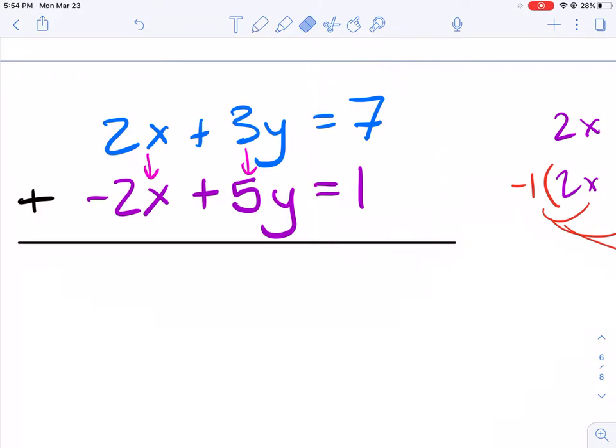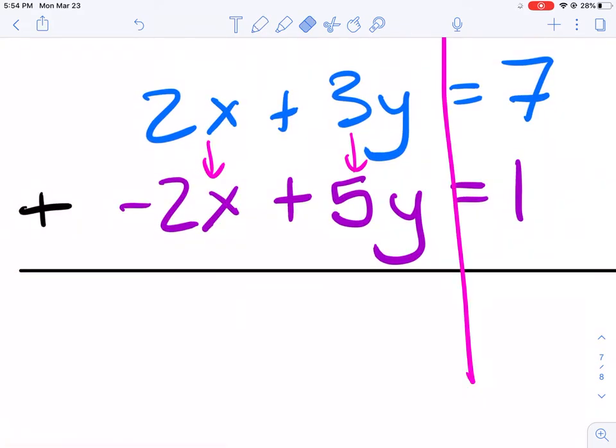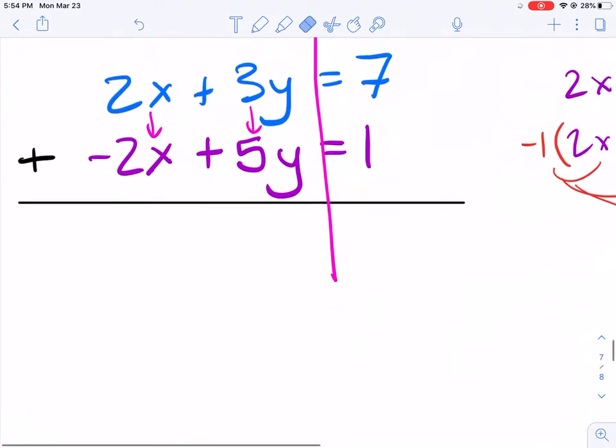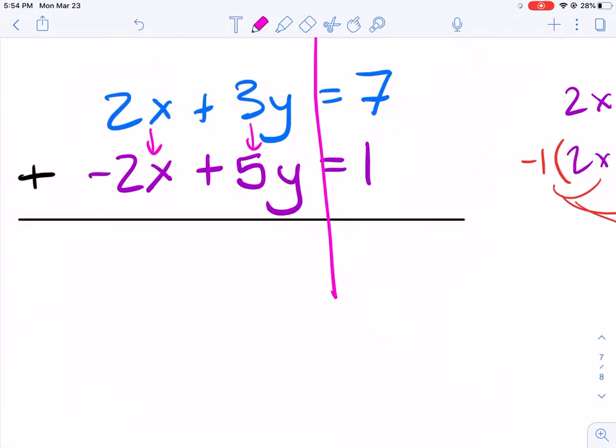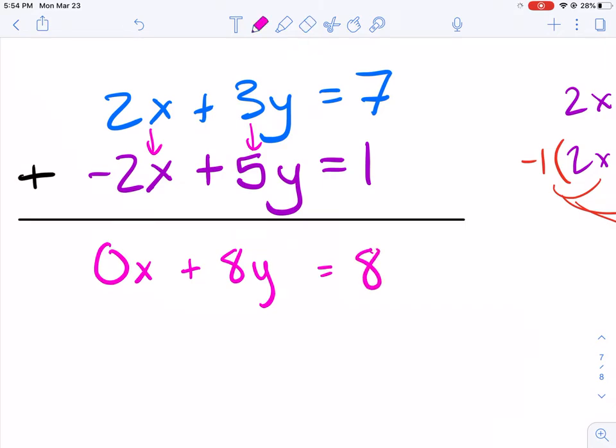Okay, so look here, the only like terms on the left side are the 2x and the negative 2x. And when we add 2x and a negative 2x, what happens? We get 0x. I'm going to come back to that in a second. Now we have 3y and 5y. Those are like terms. They both have y. So we are going to write 8y. On the right side of the equal sign, 7 plus 1, that's 8.